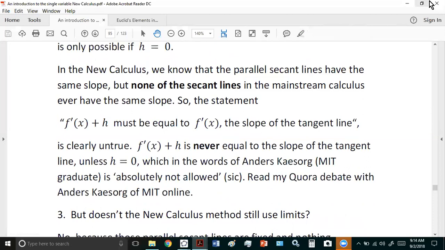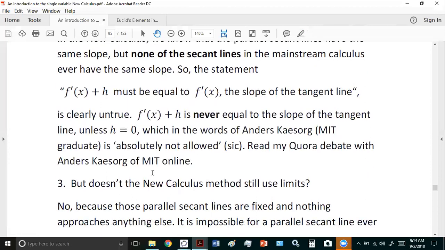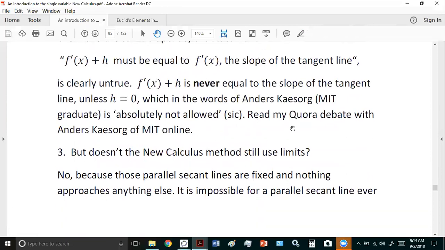Now, f prime of x plus h is never equal to the slope of the tangent line, which in the words of Anders Kaysorg, that idiot who I had a debate with from MIT, is absolutely not allowed. And you can read my Quora debate with Anders on Quora. Where else, obviously.